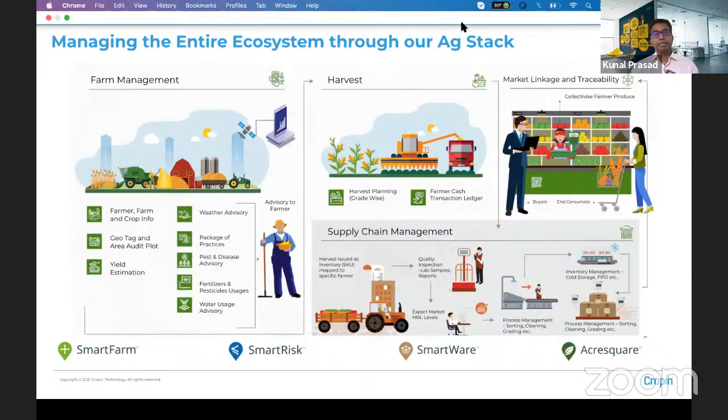So they basically engage end to end, from farm management to supply chain management, to harvest forecasting, to procurement, to storage, to processing, to then end customer shipment with the traceability code. So we help you in this entire journey, and we have a suite of products including Smart Farm, Smart Risk, Smartware, Acre Square. So it all gets connected. It's all about you just click a button and then the other platform gets integrated into your solution.